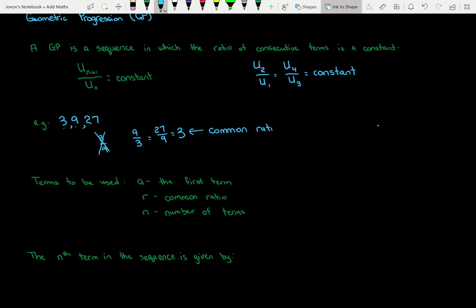Let's say this was not equal to each other, then we would not have had a GP. It would have been a different kind of sequence.